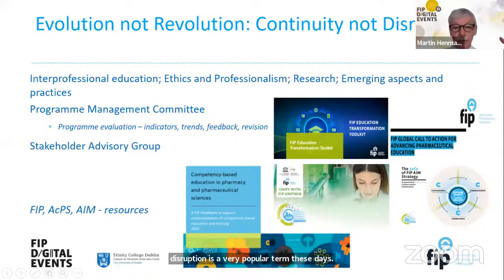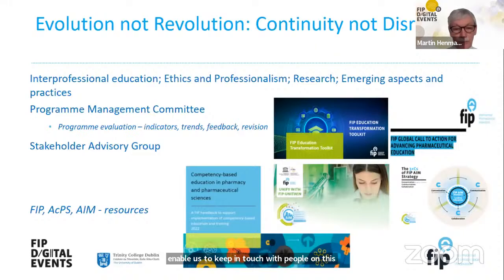Interprofessional education, which you've heard a bit about already, ethics and professionalism, research, and then the emerging aspects of practice and of teaching and assessment. All of these things need to be brought into whatever course is there. So therefore, our program development committee must morph into a program management committee to be able to provide indicators so that the course can be assessed, so that what is happening with it and how it is functioning can be assessed. We also need a stakeholder advisory group to enable us to keep in touch with people.